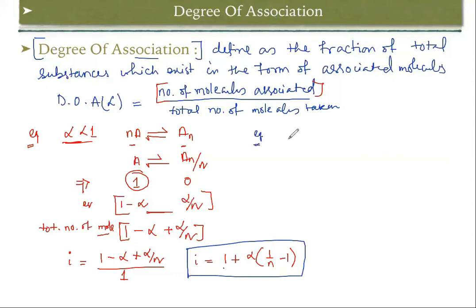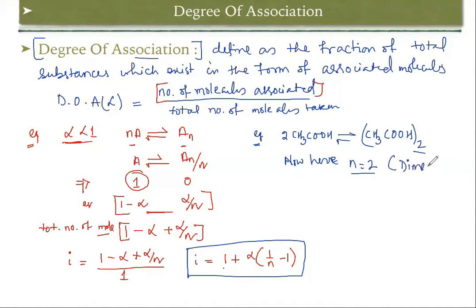Think of an example, let's suppose acetic acid. 2 moles of acetic acid, CH3COOH, if they associate, they will form (CH3COOH) twice. Here n is equal to 2, so we can say this is a dimer. If n is 3, we say it is a trimer, and so on. So here you can easily find the n value, and alpha will be some percentage, let's suppose 20% or 30% or 40%, like that.